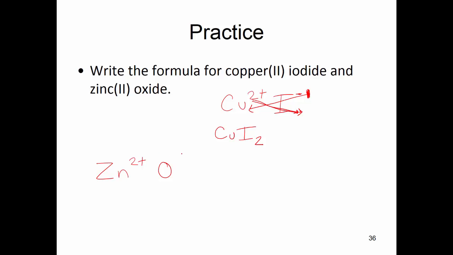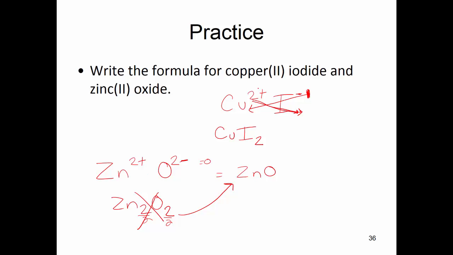I have zinc 2+ and oxygen. Oxide has a 2- charge. If your charge is balanced, so 2 minus 2 already equals 0, that means you just need one of each. You don't have to swap these, because then you would end up with Zn2O2, and that's not the smallest whole number ratio. We could divide both of these by 2 to give us ZnO, so we do not write it that way. If it already balances, then you know you just need one atom of each.